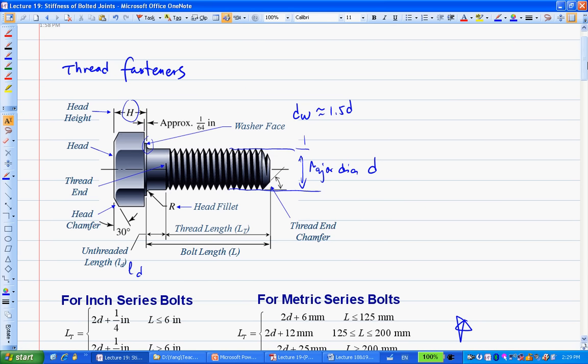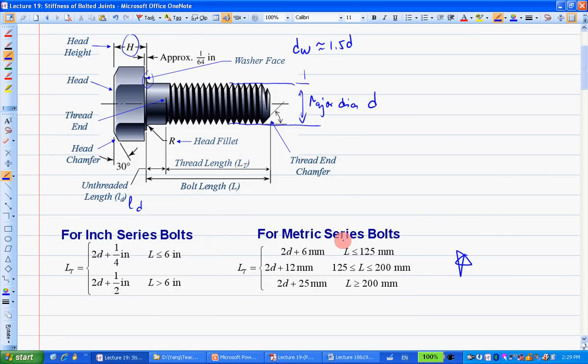What is capital L_T? The thread length here, right? The length basically of the total threaded portion. Okay, that's L_T. And L_T is equal to what? This is a metric series. That's an M14 by 2.